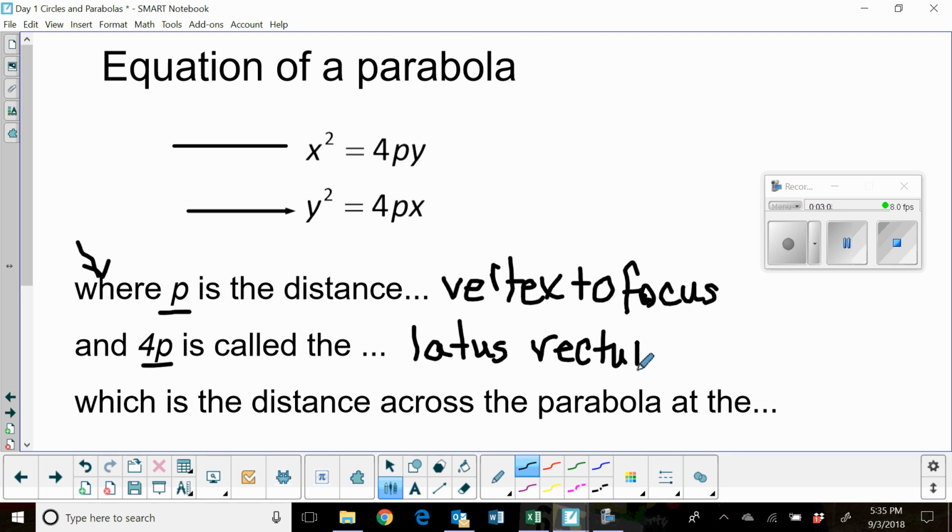What we can see in the formula is this 4p, so we can see the length of the latus rectum actually sitting in the formula. Then we divide it by 4 to find p by itself, and that's the distance we need to draw the curve, which is from the vertex to the focus. The latus rectum is the distance across the parabola at the focus, or the foci if you have more than one, which we will as we look at these conics.